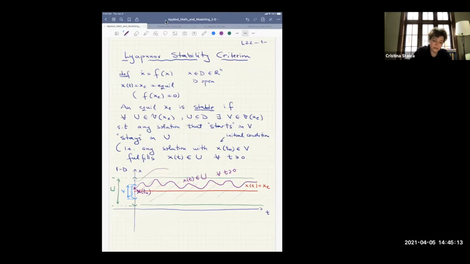So that's not the case for whatever starts in V. So there's the picture in 1D. Now I'm going to make the same picture to understand the definition in 2D.